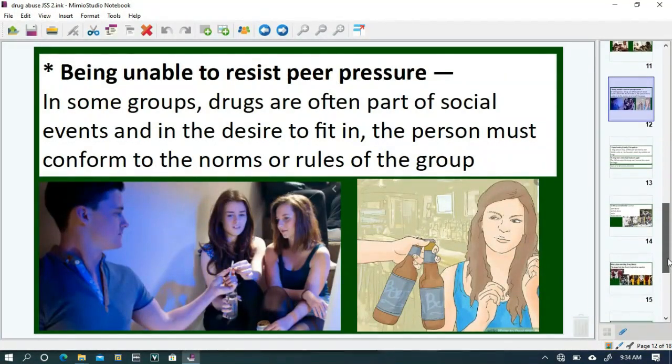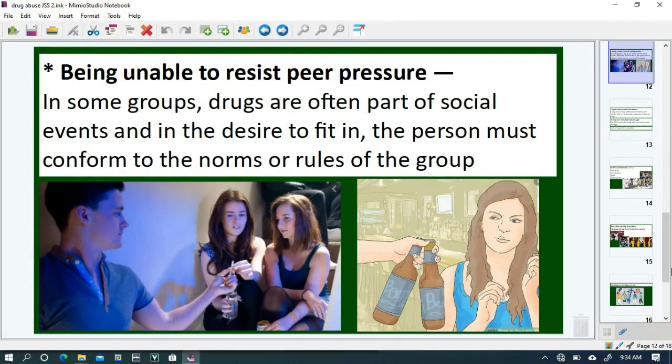Being unable to resist peer pressure. In some groups, drugs are often part of social events, and in the desire to fit in, the person must conform to the norms or rules of the group.